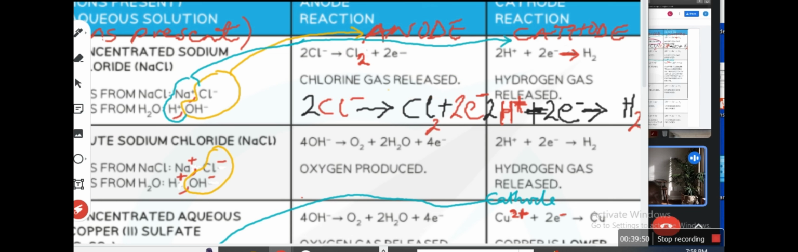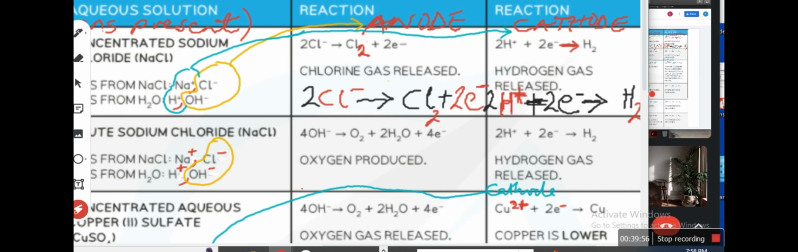Read this equation here. 2H plus 2e minus gives H2. Which gas is released in this one I'm circling? Hydrogen. All right. So this is how we analyze electrolysis.